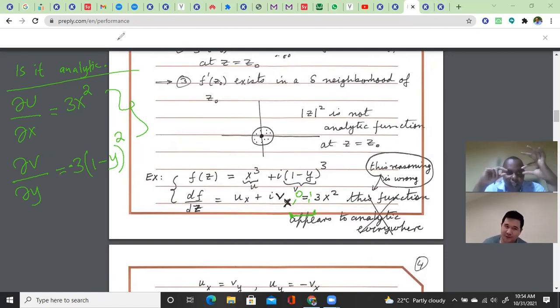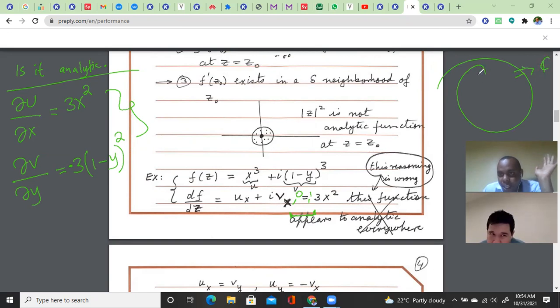Because du/dx is not equal to dv/dy, then the function is not analytic everywhere. Now the question is, if it is not analytic everywhere, we are talking about the complex plane. So it's not analytic in the entire complex plane, but it could be analytic at some points, right?